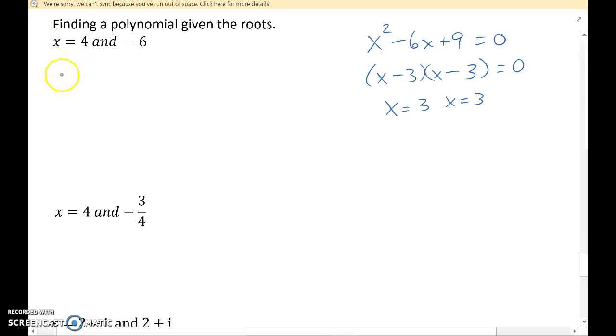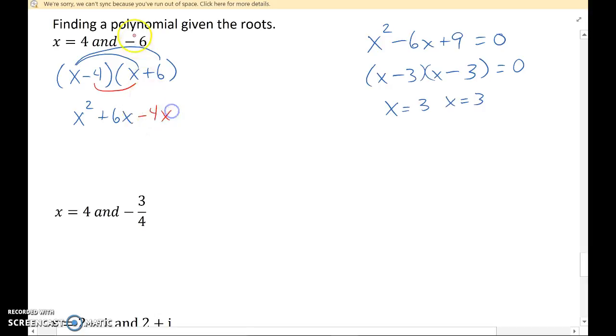And so in this example here, we can say that x minus 4, because 4 minus 4 is 0, and x plus 6, because negative 6 plus 6 is also 0. And then we can multiply this out. x times x is x squared. x times 6 is 6x. Negative 4 times x is negative 4x. And negative 4 times 6 is negative 24. So our polynomial that has roots of 4 and negative 6 is x squared plus 2x minus 24.